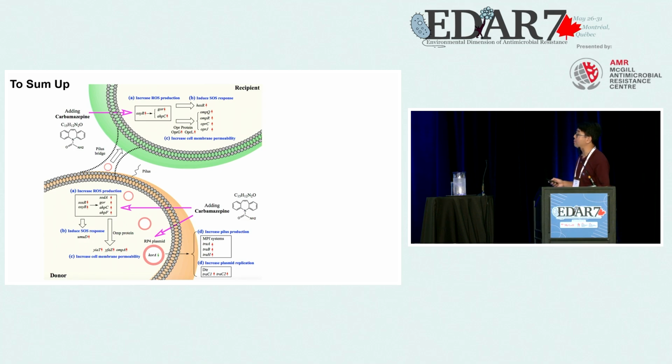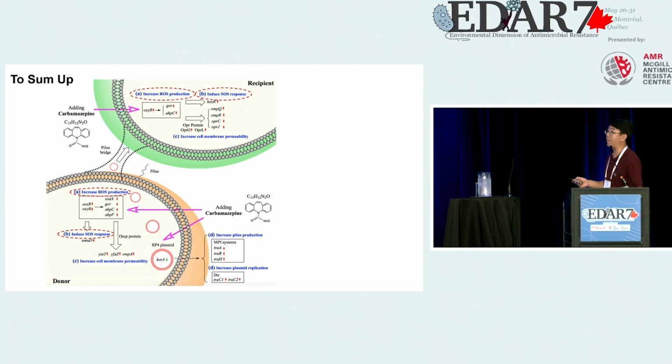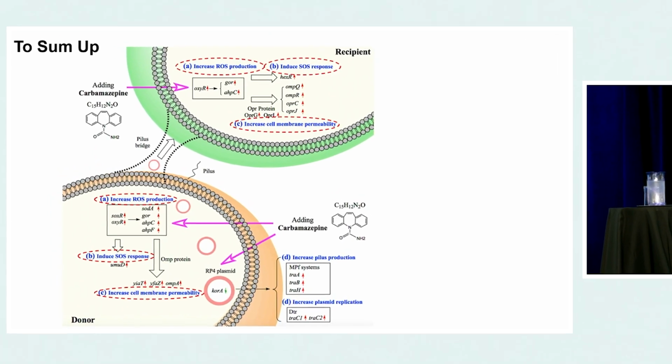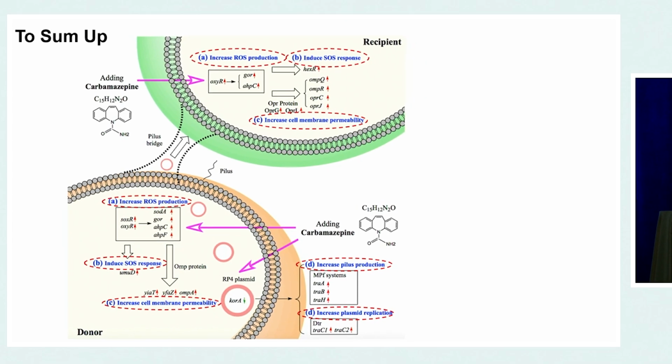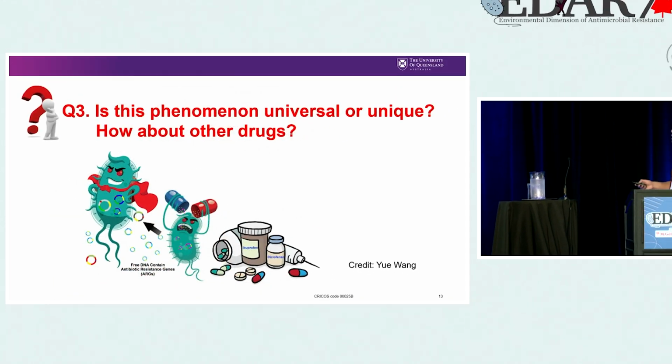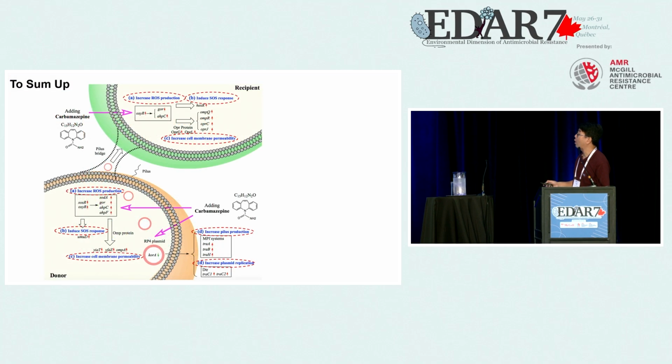Under exposure to carbamazepine, they can induce ROS overgeneration. They can trigger the SOS response. They can enhance cell membrane permeability, and also they can regulate the pilus-related genes. And then, as a consequence, the plasmid will be easily transferred from donor to recipient.